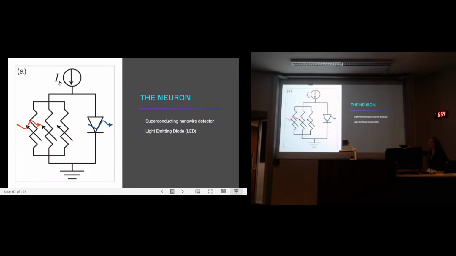Now, does anyone recognize this symbol? It's a bit more familiar perhaps. Yeah, it's a diode. Essentially it's a device that turns electrical currents into output light. So the basic structure of this neuron is that electricity comes through. If enough light is incident upon it, it's going to change the flow of electricity so that it goes to the diode and it emits more light. That light itself can then be sent further on to other neurons to activate them. That's the basics of it.